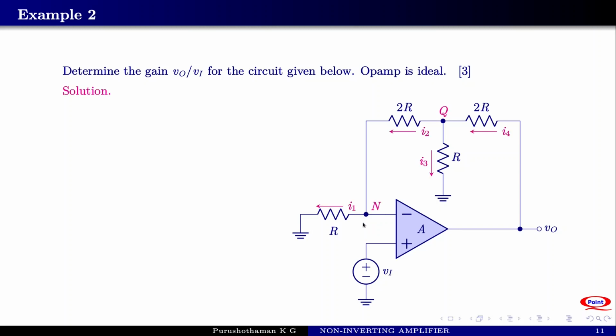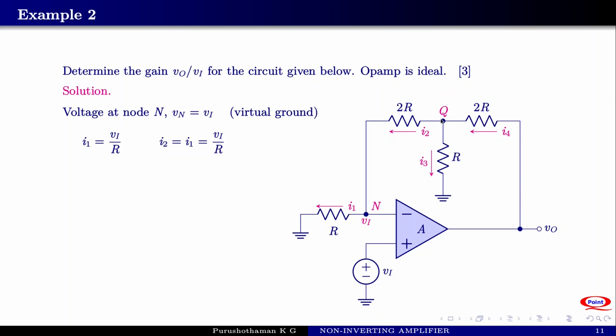Because of virtual ground, Vn is equal to Vi. So we can calculate I1, and I1 must be equal to I2. So Vi by R must be equal to the current through the 2R also. So I1 is equal to Vi by R. I2 is equal to I1, also equal to Vi by R. So the current through this resistor also is equal to Vi by R.